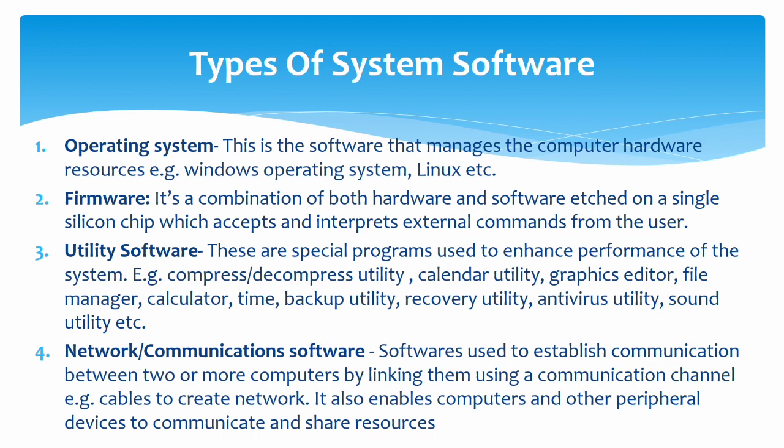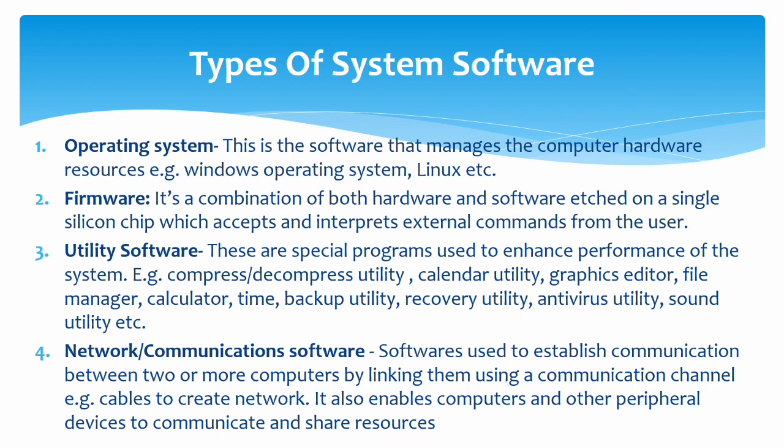We also have another type called firmware. Firmware is a combination of both hardware and software. So it comes as a hardware gadget, but it also comes with a software in it, which is put on a silicon chip. So it's able to accept commands, interpret commands that are coming from externally into a system. So it helps in managing both hardware and software. It comes as both hardware and software that is put on a chip we shall be looking at later on.